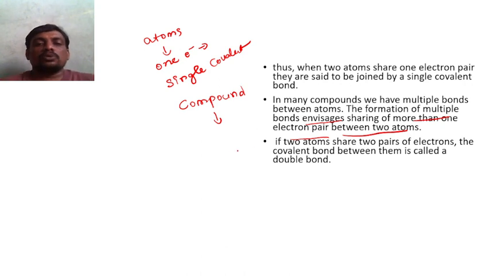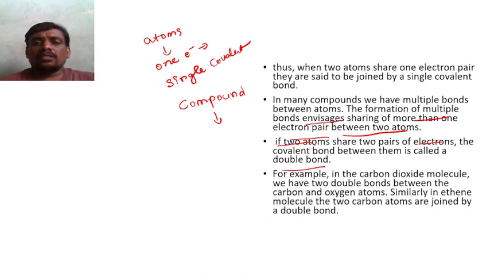Finally, if two atoms share two pairs of electrons, the covalent bond between them is called a double bond. Whereas if two atoms share three pairs of electrons, the covalent bond between them is called a triple bond. For example, carbon dioxide molecule, CO2.